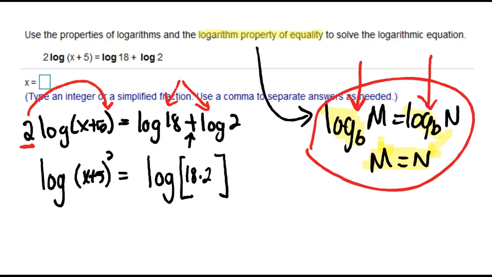So now you see I've got a single log on the left, that's base 10, a single log on the right, that's base 10. So I can use the property of equality to say what's inside this log is equal to what's inside this log, which is 18 times 2. How much is 18 times 2? 36.